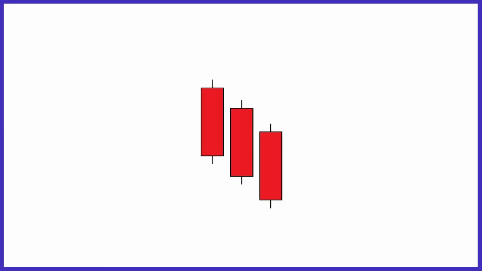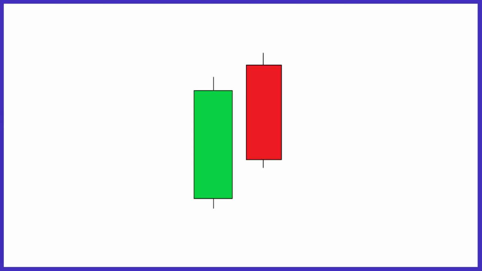The three black crows candlestick pattern comprises three consecutive long red candles with short or non-existent wicks. Each session opens at a similar price to the previous day, but selling pressure pushes the price lower and lower with each close. Traders interpret this pattern as the start of a bearish downtrend, as the sellers have overtaken the buyers during three successive trading days.